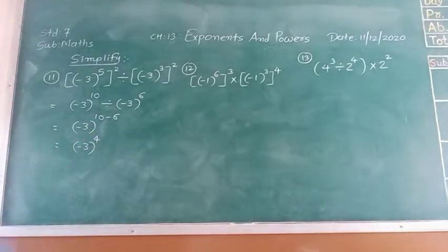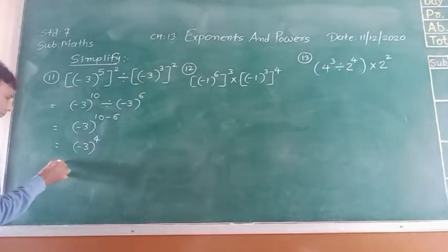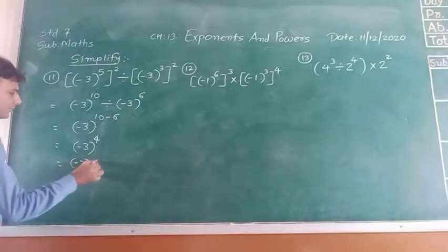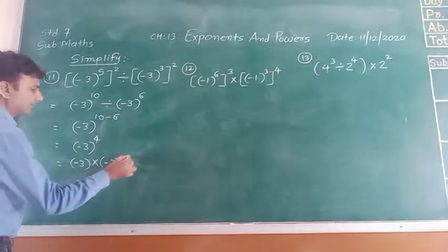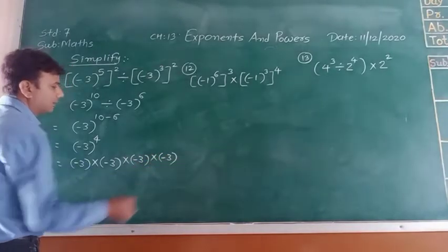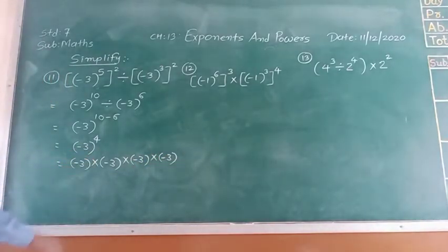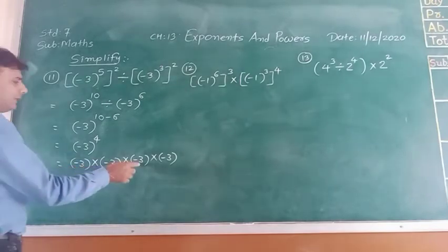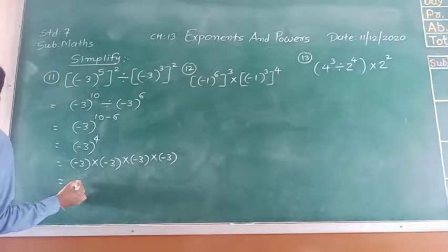If you want to find its value, then we have to write this minus 3 four times. So let's go ahead: minus 3, minus 3, minus 3, minus 3. Four times you have to write this. Now multiply: 3 times 3 is 9, 9 times 3 is 27, 27 times 3 is 81.